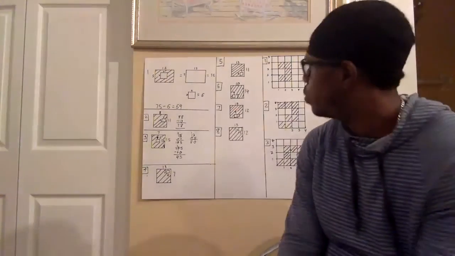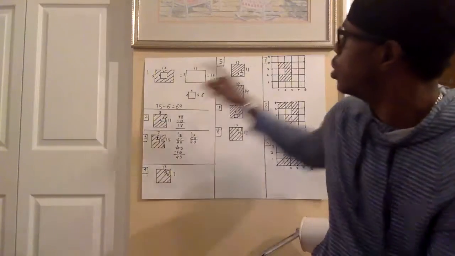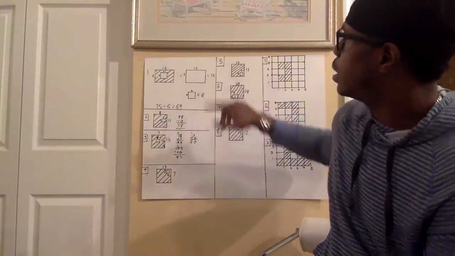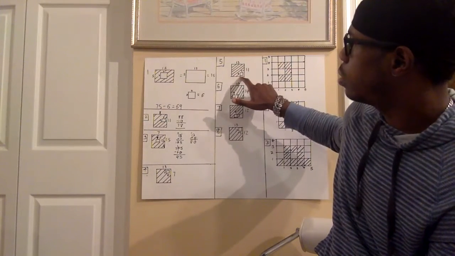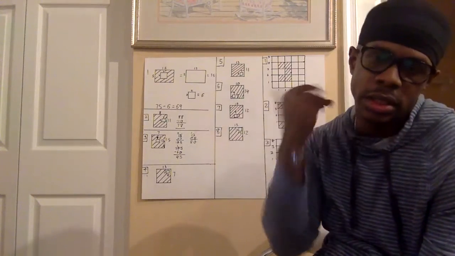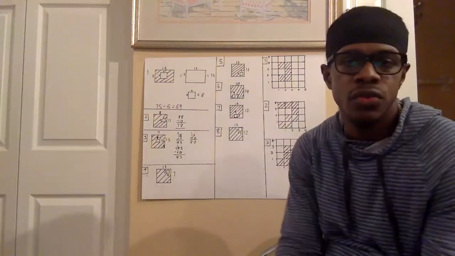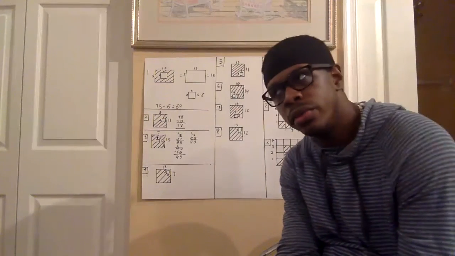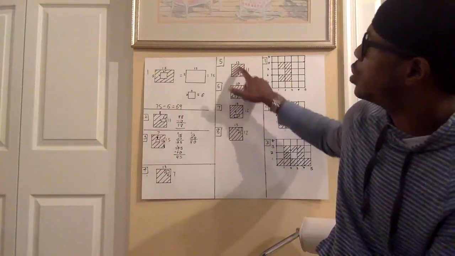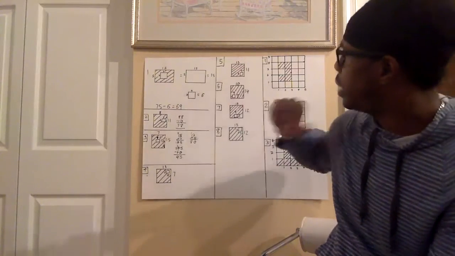Number 5, we have 13 times 11. 13 times 11 is going to be 143. So we know the full area is 143. But we only want to know the shaded region, so you have to do 9 times 7. 9 times 7 is going to be 63. So 143 minus 63 should give you 80. So we know that the area of the shaded region is going to be 80.